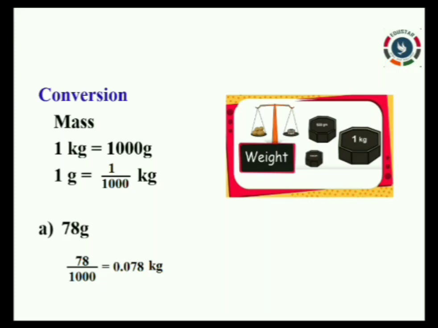How will you convert this gram into kilogram? You know the relationship between gram and kilogram, right? 1 gram equals 1 by 1000 kilogram, whereas 78 gram is equal to 78 divided by 1000. Already you have studied how to convert fraction into decimal. First you have to check the denominator. Your denominator is 1000, so your last digit 8 should be in the place of 1000. So you will get the answer as 0.078 kilogram. 78 gram is equal to 0.078 kilogram.